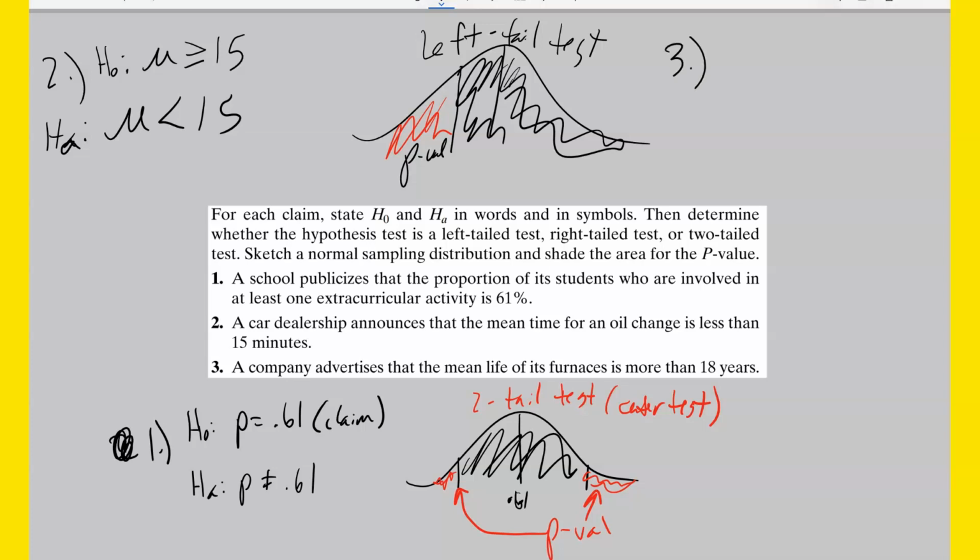Number 3, the company advertises that the mean life of its furnaces is more than 18 years. So mu, make some more room. Mu is greater than 18 would be the claim. And I should have said over here that this is the claim.